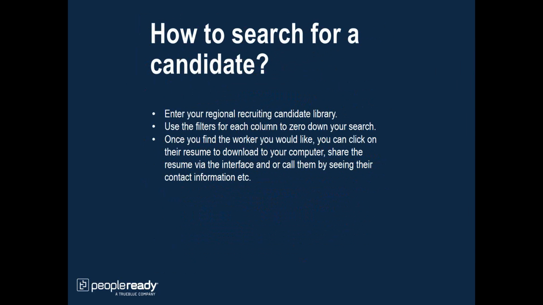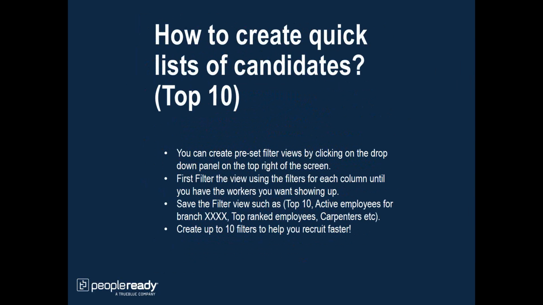To search for a candidate, use the filters. It's the easiest thing to do. Search by city, by certificate, by trade, whether they're active or inactive. If they've completed intake, you can use as many filters as you like. Once you've created a filter, you're able to then save that filter as a preset view and save the filter view such as top 10 list, active employees for our branch, top ranked employees, all carpenters, etc. You can create up to 10 filters in your recruiting hub for use.